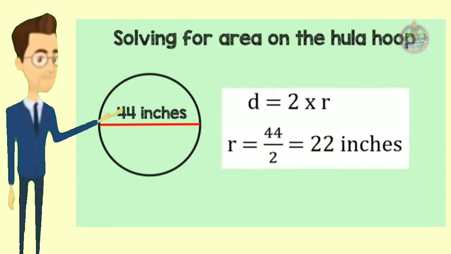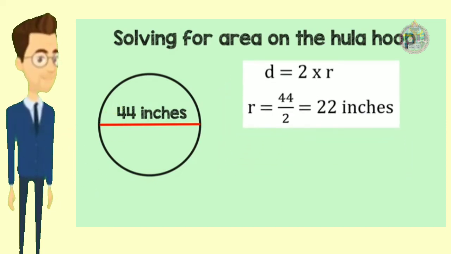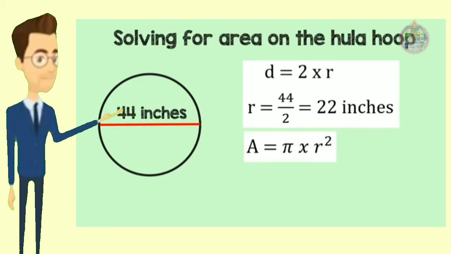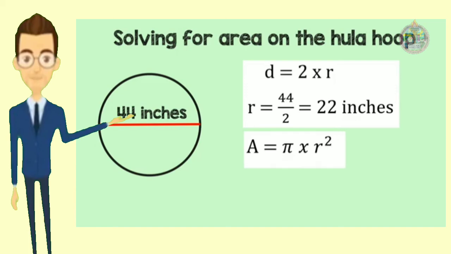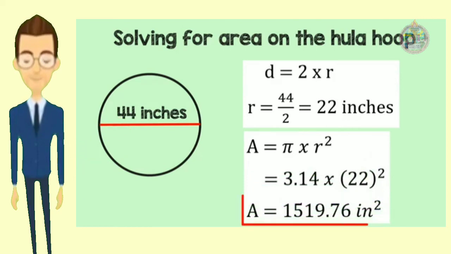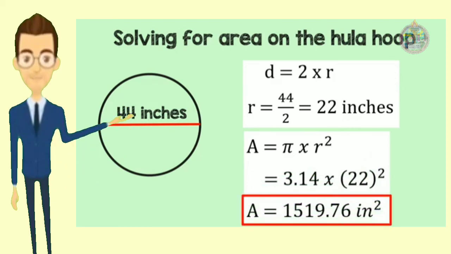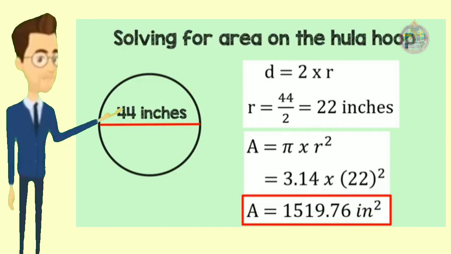Again, what is the formula of the area? That's right, area is equal to pi times radius squared, or to make it short, area is equal to pi times r squared, where pi is 3.14. Therefore, the area of the hula hoop is 1519.76 inches squared. So that's the area of the whole of the hula hoop. Good job, you helped Regine in finding the area of her hula hoop.